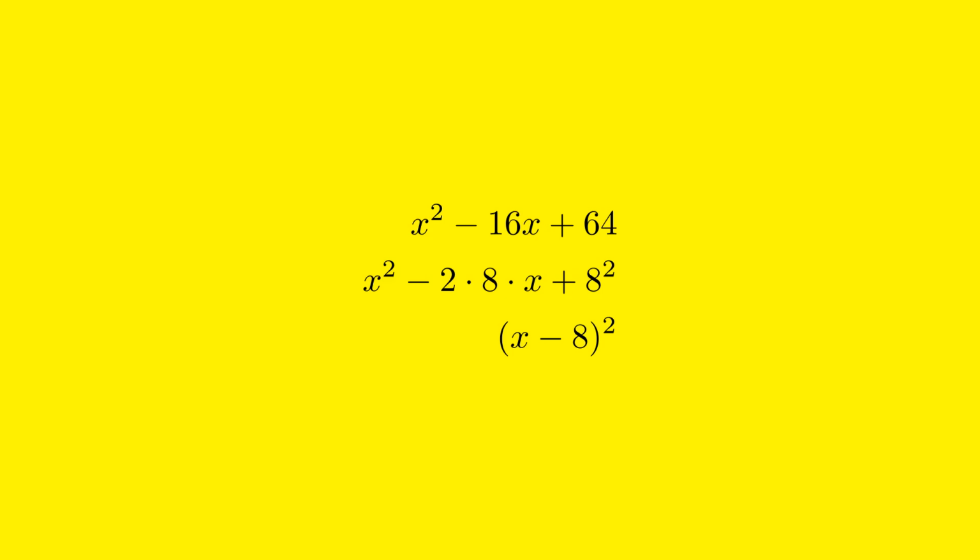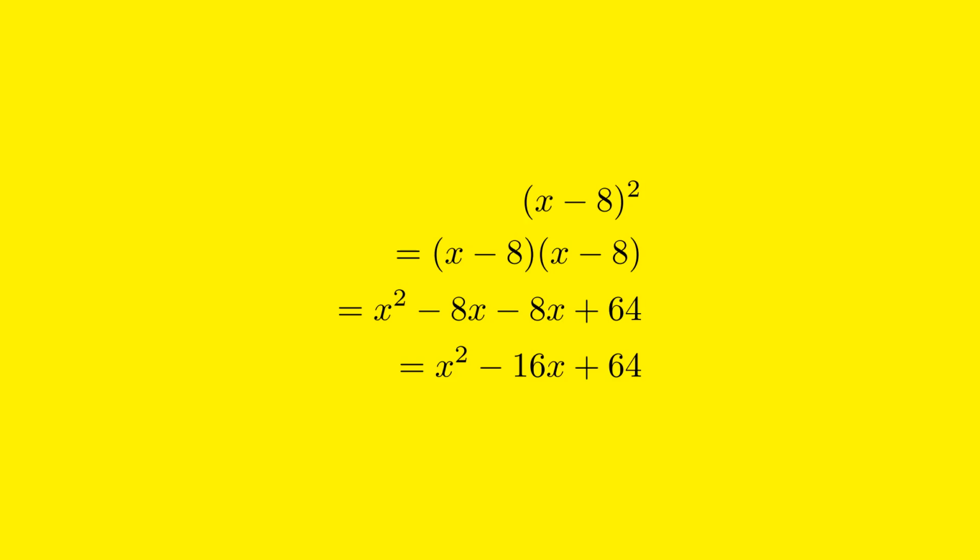Hence, the next step is to determine if the middle term, minus 16x, can be represented as twice the product of the square roots of these perfect squares. The calculation here involves multiplying 2 times x times 8, which results in 16x. Since the sign of the middle term is negative, our product should also be negative. Therefore, we can express this quadratic expression as (x minus 8) squared.